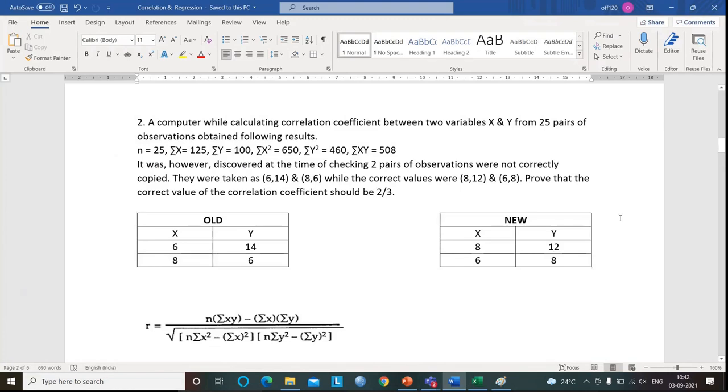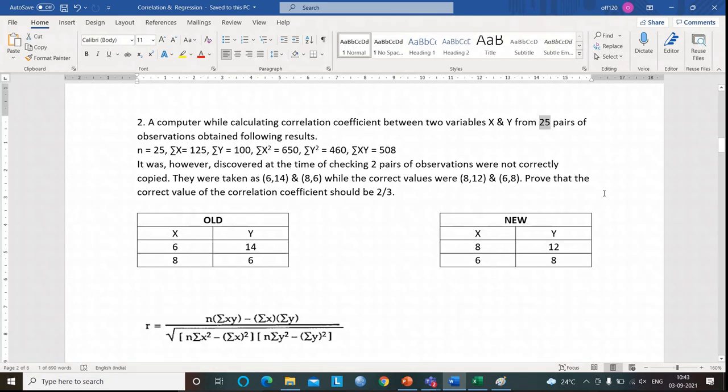A computer, while calculating the correlation coefficient between two variables x and y from 25 pairs of observations, obtained the following results. That means they have already found the coefficient of correlation, that is, they have already done the calculation part. For how many observations? They have taken 25 pairs of observations.